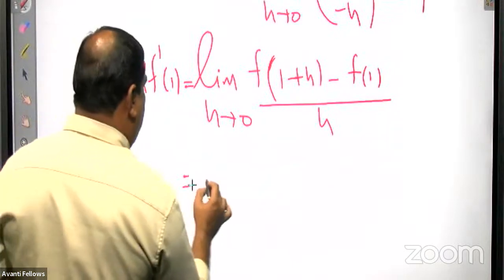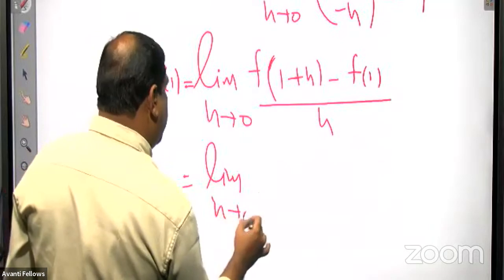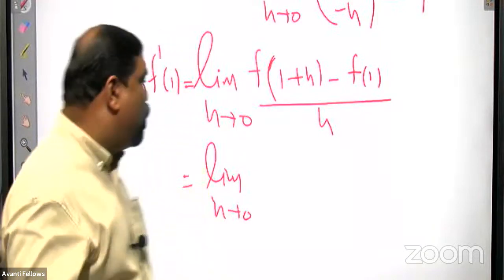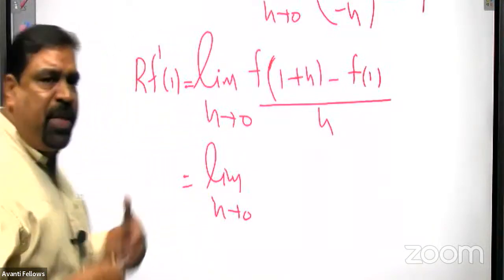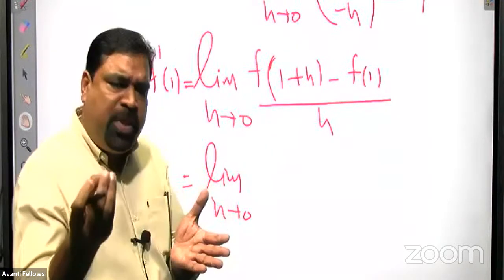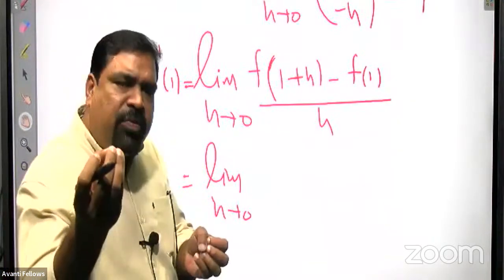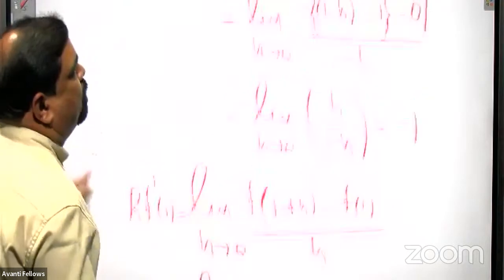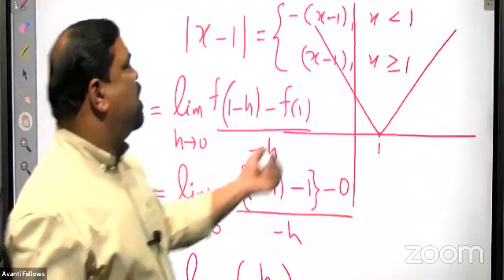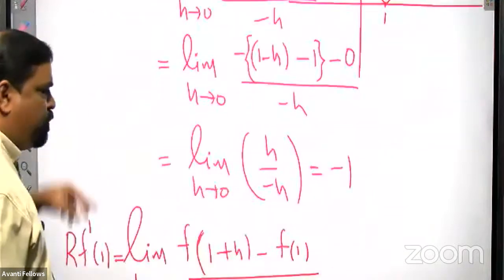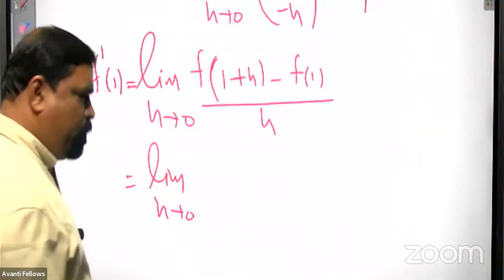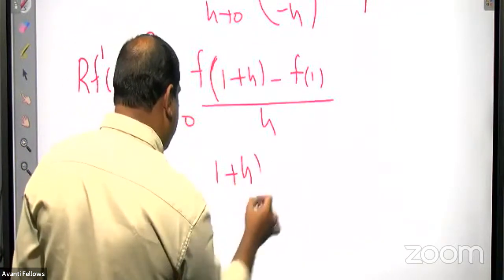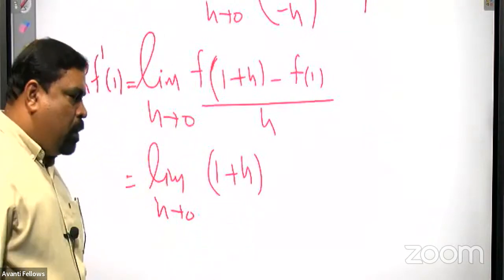And by definition again, limit of h tends to 0, f of 1 plus h. Again, you see the definition of mod x. Okay. 1 plus h stands for 1 plus something. h is a positive quantity, so 1 plus h stands for right side of 1. So right side of 1, the function is, by definition, mod x minus 1 is x minus 1. So f of 1 plus h means mod 1 plus h. So mod 1 plus h is 1 plus h only.